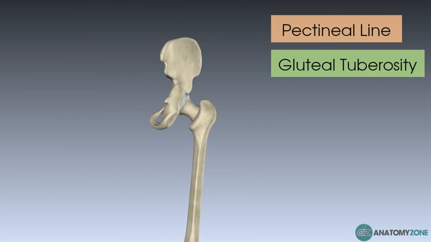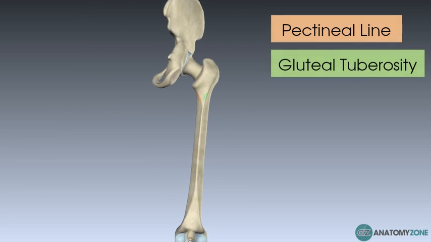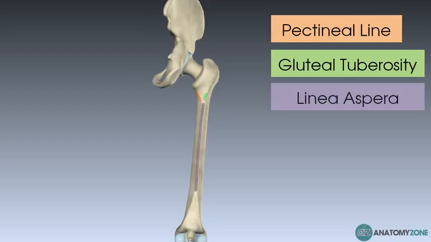So these two bits converge to form the linea aspera, which we saw earlier on, which is that ridge that runs down the posterior aspect of the femur, and it's the attachment site, or one of the attachment sites, for the hamstring muscles. And then if we move distally on the shaft, the linea aspera actually widens out to form the floor of the popliteal fossa, which is where a small muscle called popliteus lives, and that muscle's heavily involved in the locking and unlocking mechanism of your knee.